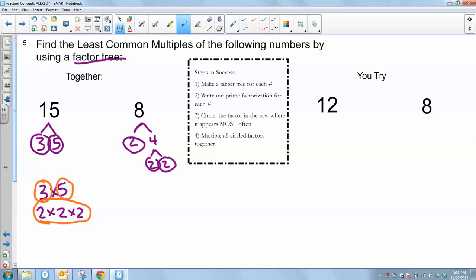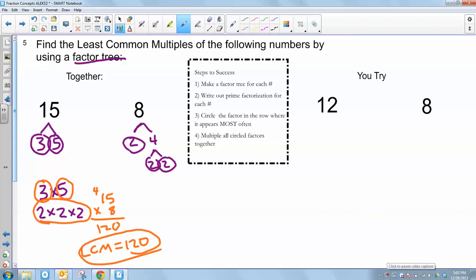Now I multiply all of my circled factors together. So I have 3 times 5, which is 15, so I'm essentially going to be doing 15 times 8, which would give me 120. So my least common multiple between 15 and 8 is 120. So when is it a good idea to use a factor tree to find the least common multiple? When my multiples get really big and they're not basic facts, using a factor tree is going to become fairly important. So you're going to go ahead and hit pause, and you're going to try the next you try problem here, and I'll be back with the answer.